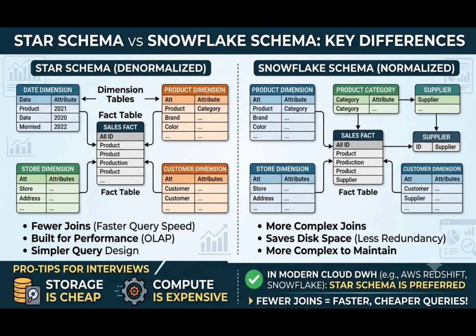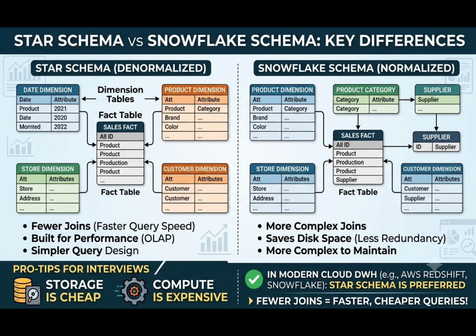The first question is, what is the difference between a star schema and a snowflake schema? Here is your answer. A star schema has a central fact table connected directly to denormalized dimension tables. It's built for speed because it requires fewer complex joins. A snowflake schema normalizes those dimensions further into subtables to save disk space.